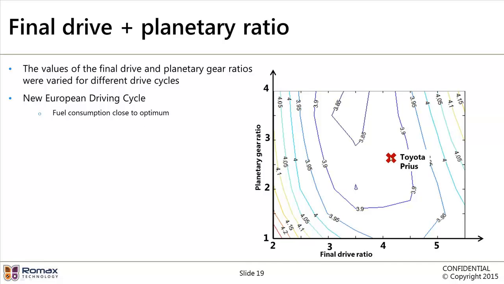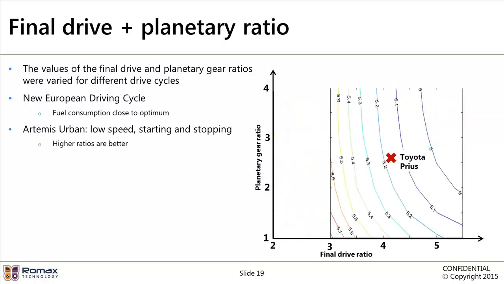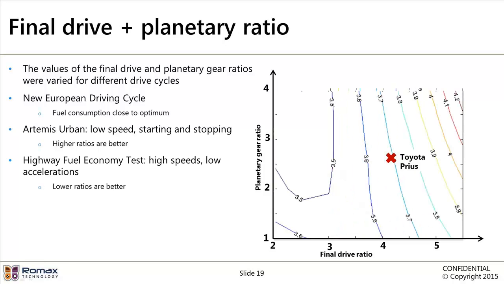So under NEDC you can see that the fuel consumption is quite close to the optimum. With the urban drive cycle you get a very different result. The optimum ratios are over here to the right of the graph. With the highway cycle, you get the opposite result. The optimum ratios are way over here to the left of the graph.